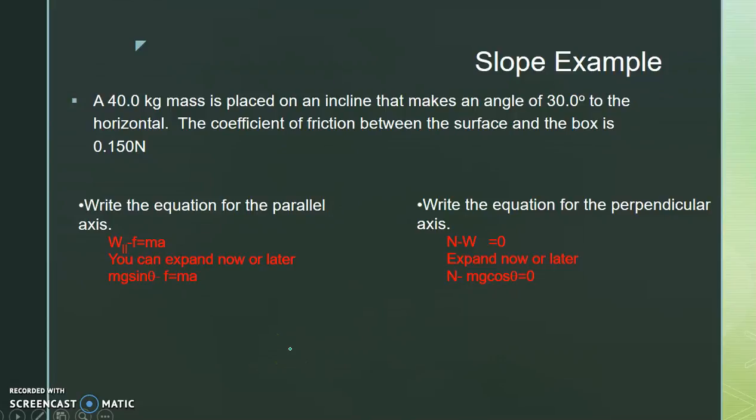So now we need to write the equation for the parallel axis. So we have the weight parallel minus the friction equals mass times acceleration, and we can expand it now or later by using mass times gravity, because again that's the weight, sine theta, because we have to find the components there, minus the friction equals mass times acceleration. Next we need to write the equation for the perpendicular axis. So that's going to be the normal minus the weight equals 0. We can expand it because we're going to have to find that vector component. So we have the normal minus the mass times the gravity cosine theta.